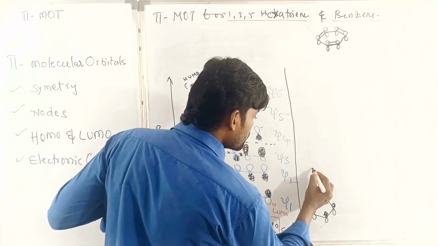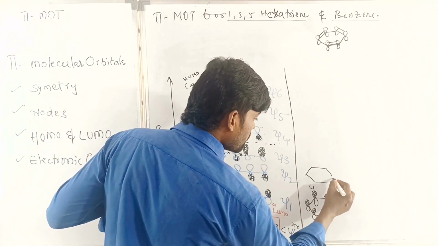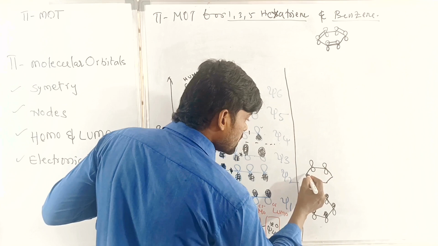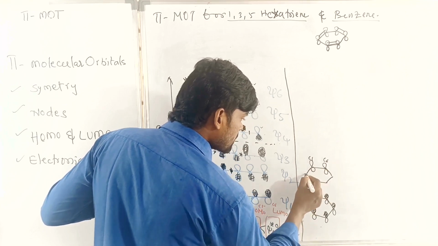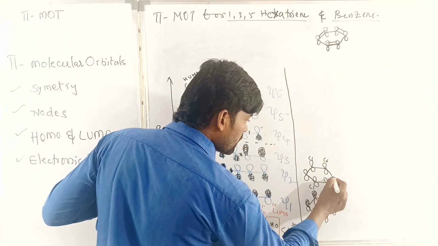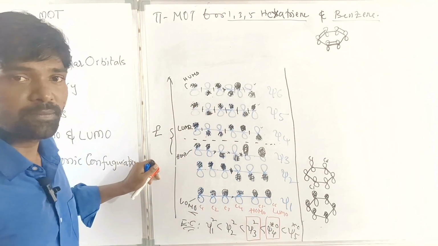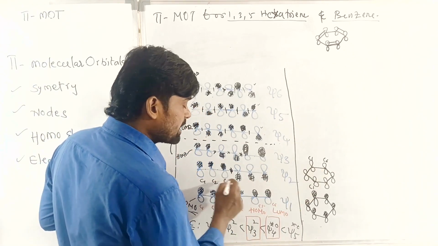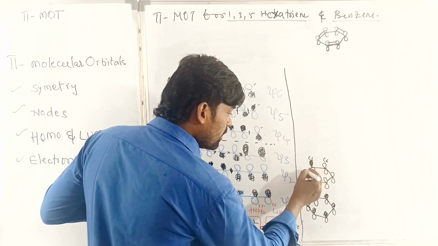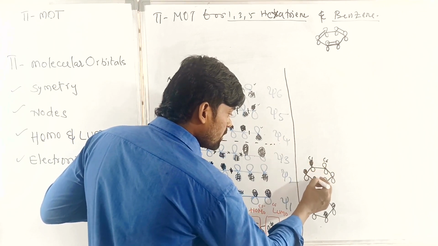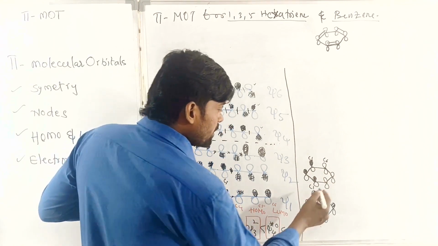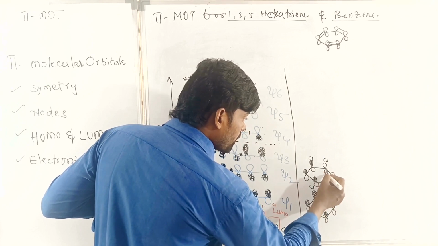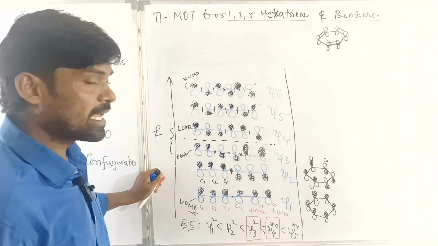Now Psi2. This is C1, C2, C6. Clear? Now 3 are upside, C1, C2 and C3 are the upside shaded. Next 3 are bottom shaded. This is Psi2.